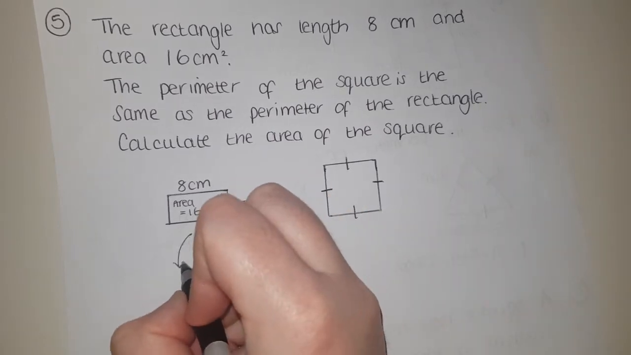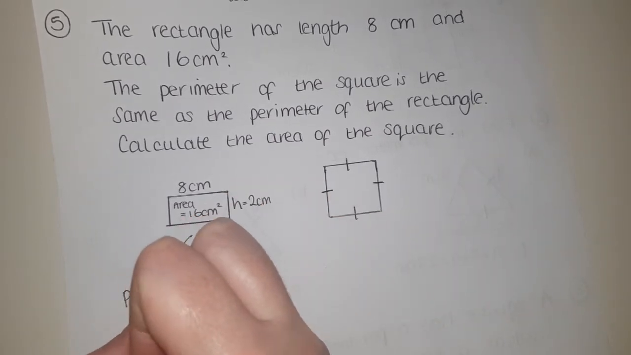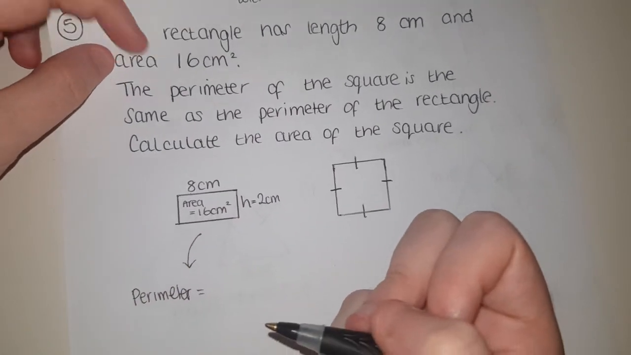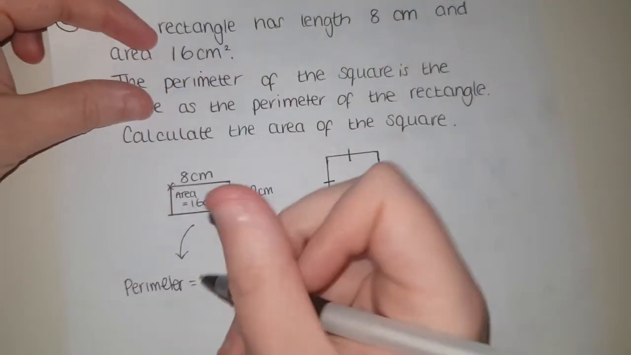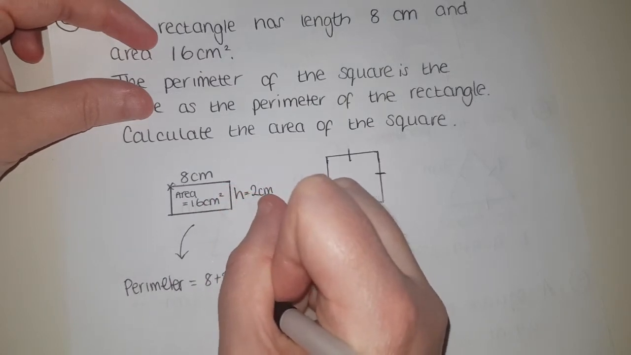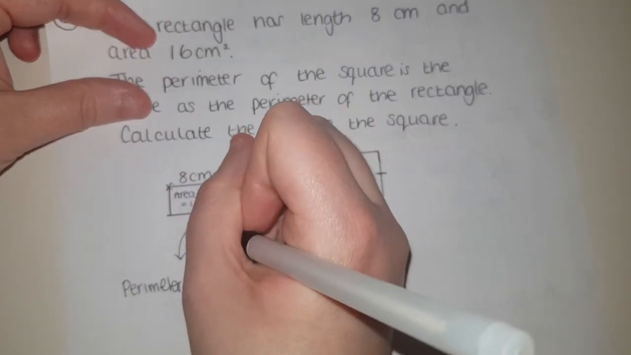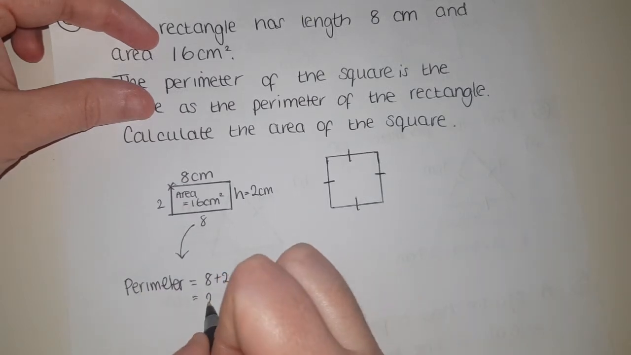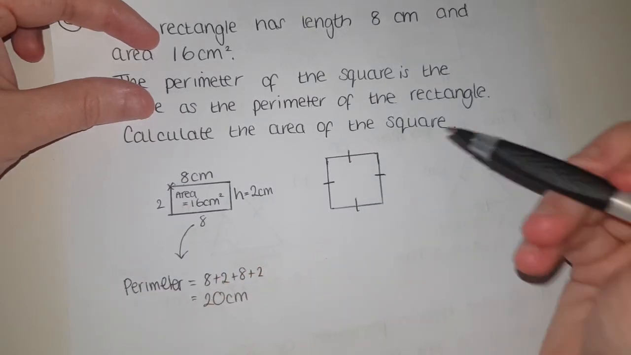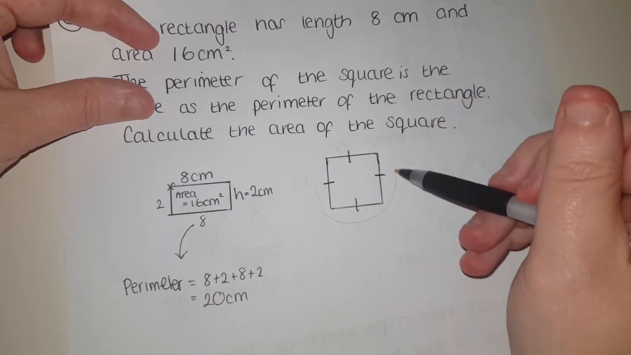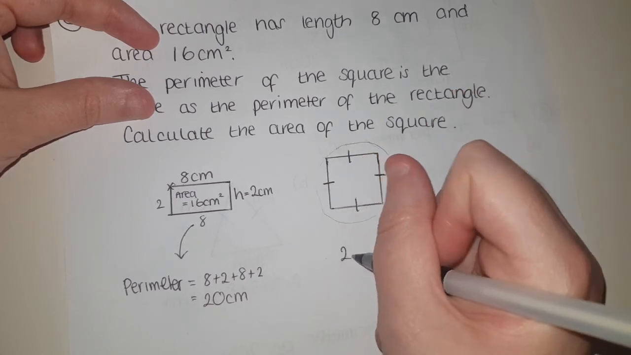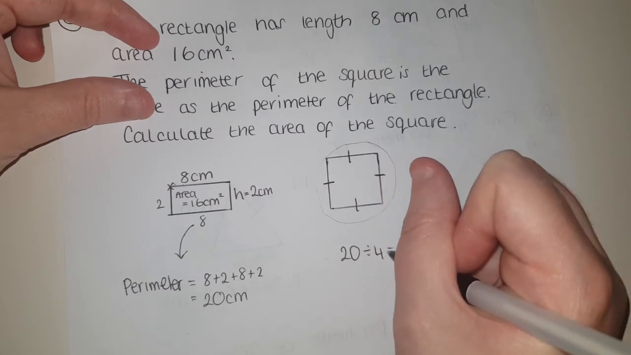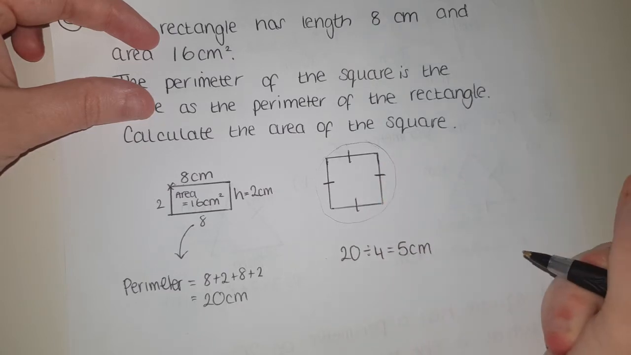So for this one, if I work out the perimeter, okay, all you're going to do is work all the way around your shape just like you did before. So 8, add 2, add 8, add 2, because obviously that one's going to be 8, that one's going to be 2, in which case I get 20 centimeters altogether. So I know the perimeter of this square has to equal 20. So because there's 4 sides and they're all the same length, if I do 20 divided by 4, it tells me each side must be 5 centimeters.